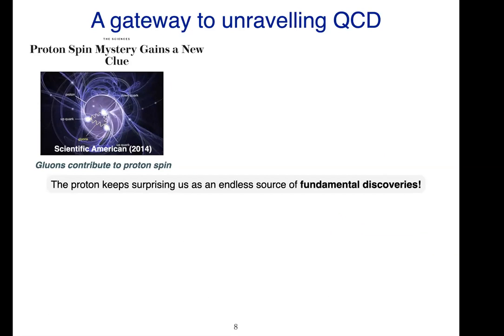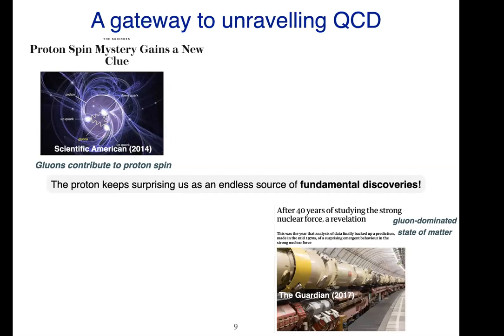The fact that we can write down the Lagrangian of QCD doesn't mean that we actually understand the strong interactions and all the phenomena contained there. And in the last few years, we've been unraveling more and more interesting phenomena of the proton. For example, we discovered a few years ago that the gluons provide a significant contribution to the proton spin. The fact that the proton is a spin-1/2 particle doesn't mean that we understand where this 1/2 comes from. It's a fundamental question.